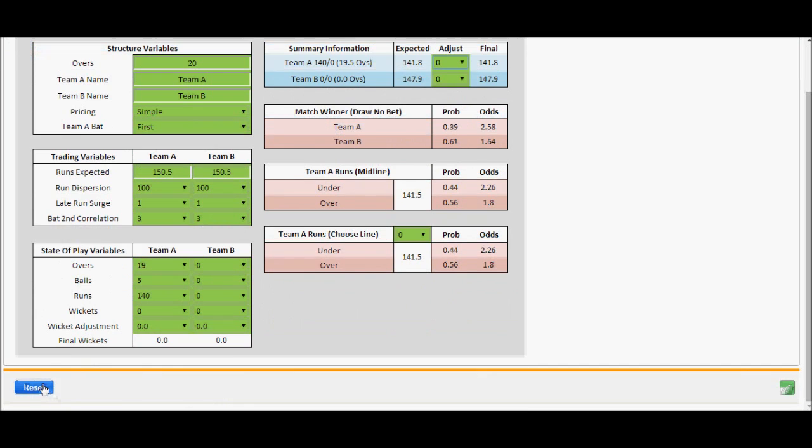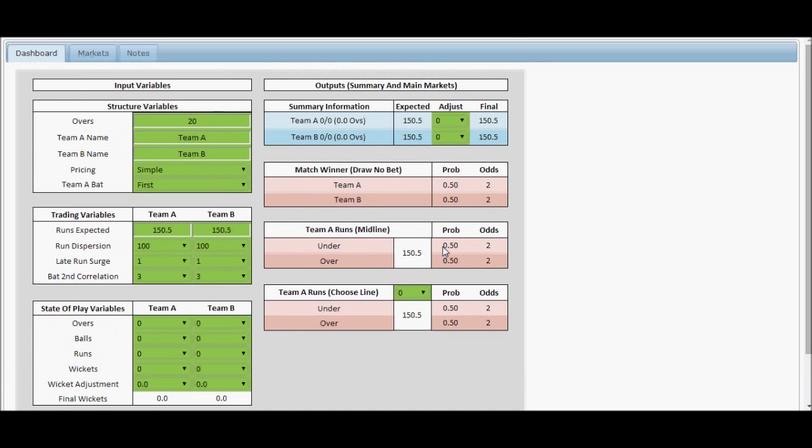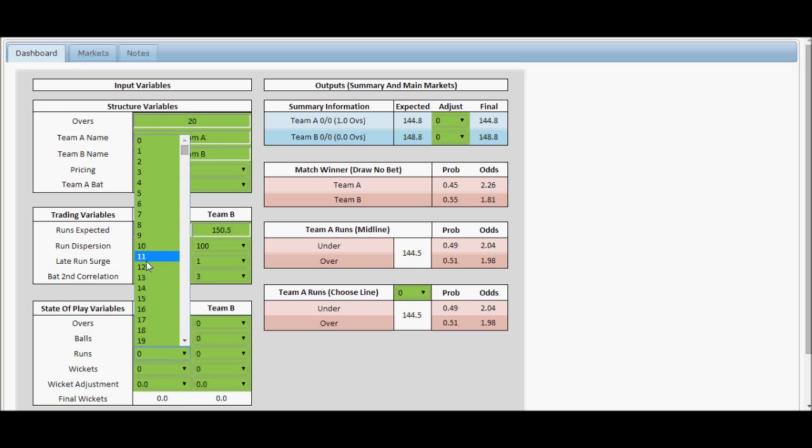and as runs happen, it changes this line. So if I go back to the start, this team's 150.5 at the moment, but suppose they're 1 over in and they've started well, they've got 11 runs. Well, they've gone up here, they've gone from 150.5 up to around 156, which is still a fairly close to 50-50 line.